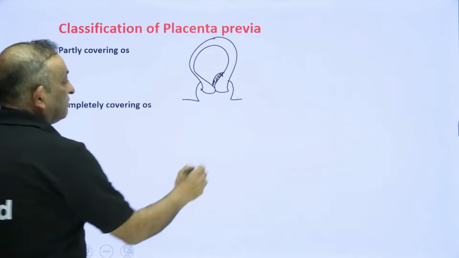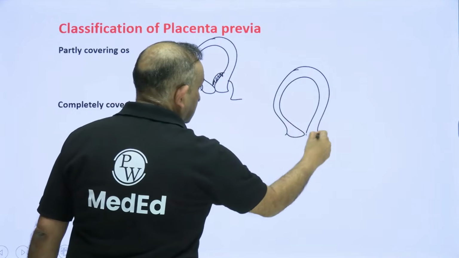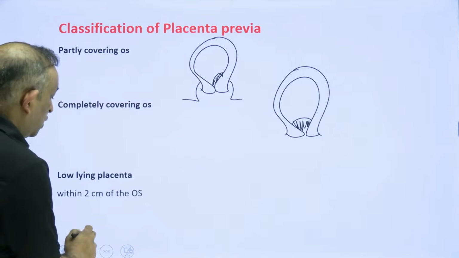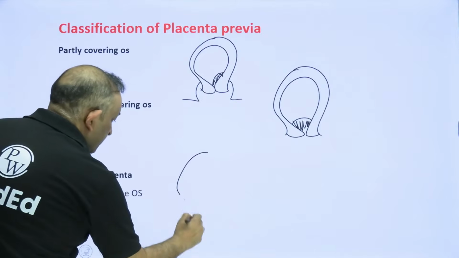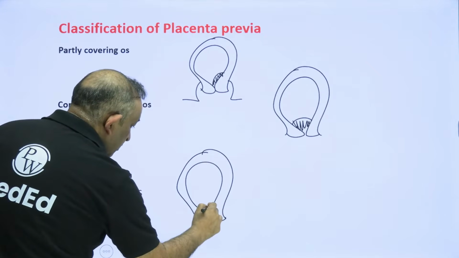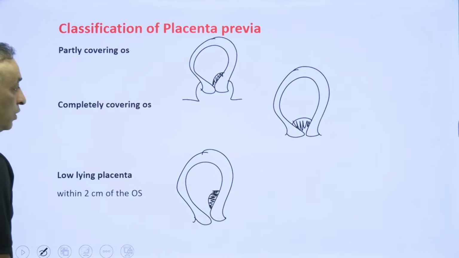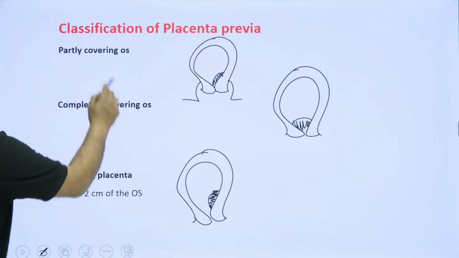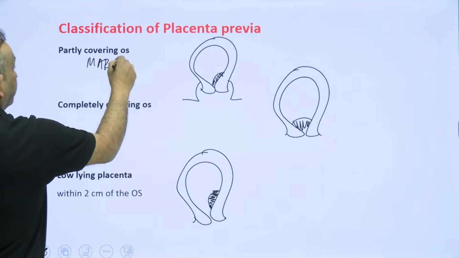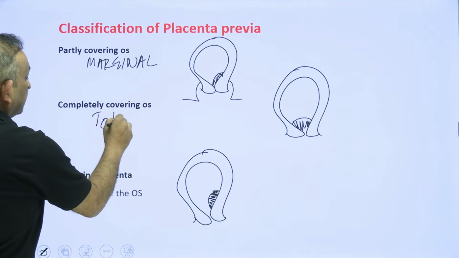Then totally covering the os, it's like this. And then low lying placenta, it is not covering the os, but it is within 2 centimeters of the internal os. That is what is the low lying placenta. So partly covering, or we also call it the marginal placenta previa, and totally covering the os, or completely covering the os.